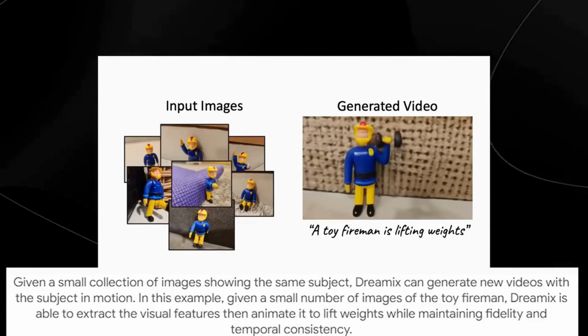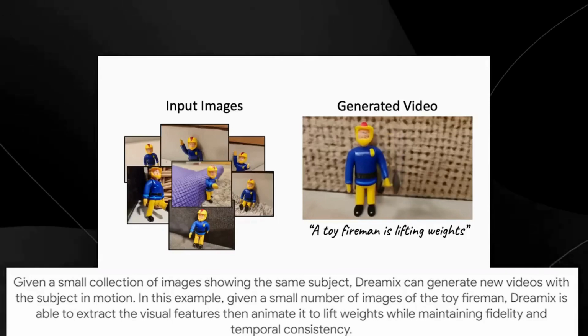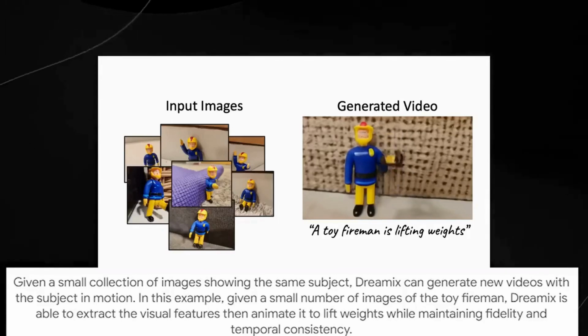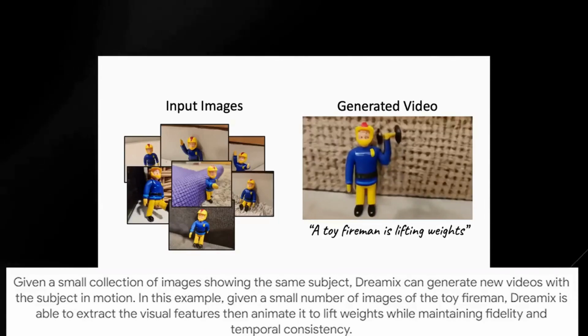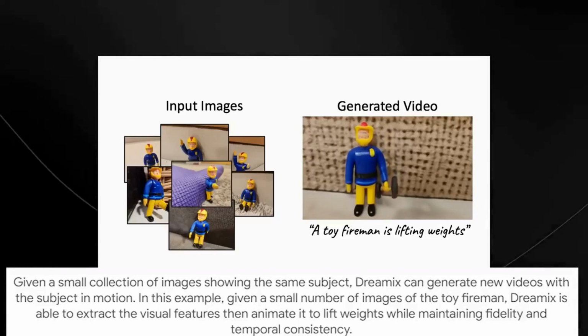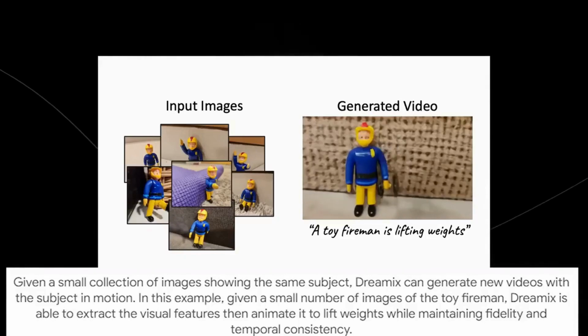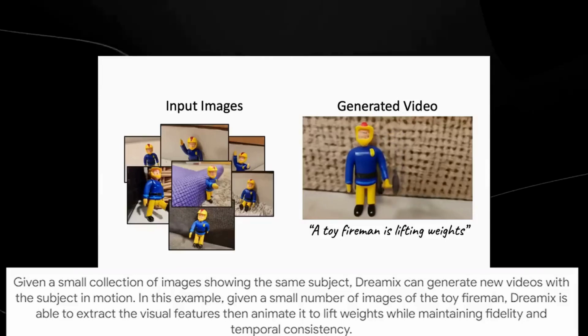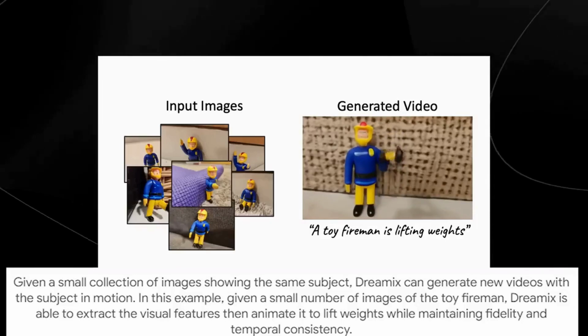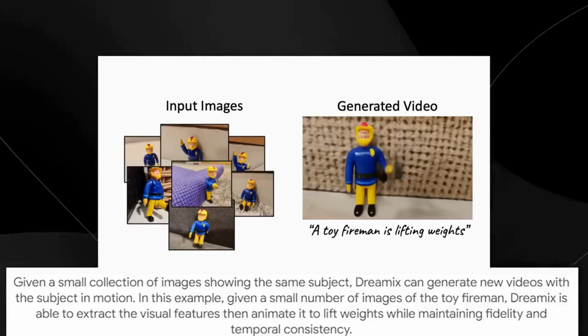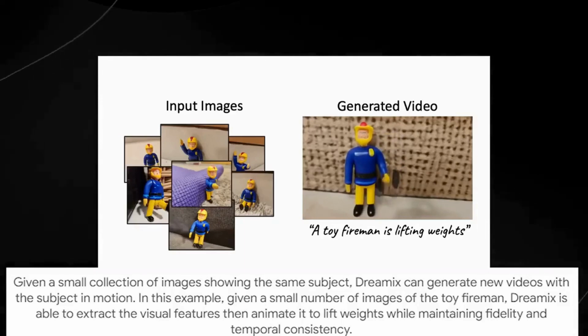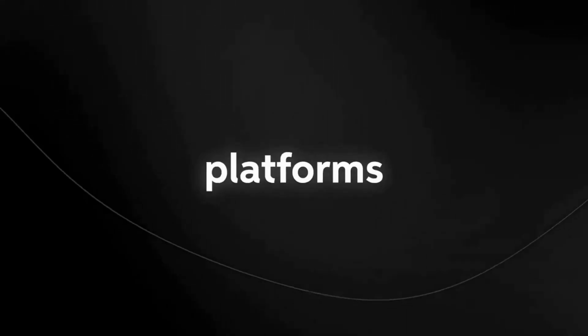So this is really good because of course we know that this can then be applied to many other things. So for example, maybe you want to generate something moving with a Midjourney character, maybe you want to pre-visualize something. There are honestly many different applications, but I think that the toy fireman lifting weights is really good because the generated video does look pretty realistic compared to some of the other AI text to video platforms that do exist right now.